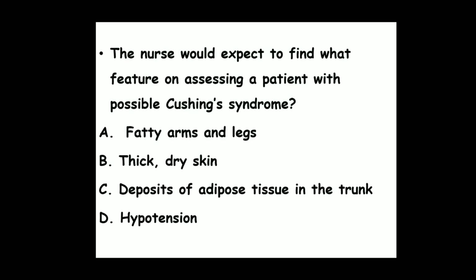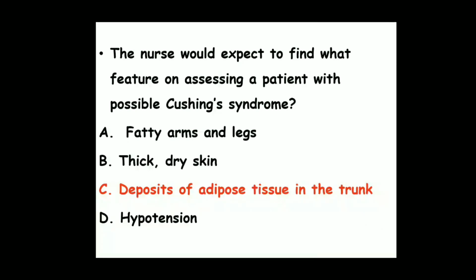The nurse would expect to find what feature on assessing a patient with possible Cushing syndrome? Fatty arms and legs, thick dry skin, deposits of adipose tissue on the trunk, and hypotension. Which is the feature? Yes, it is the truncal obesity and thin extremities that are the important features. Fatty arms and legs are not their feature.